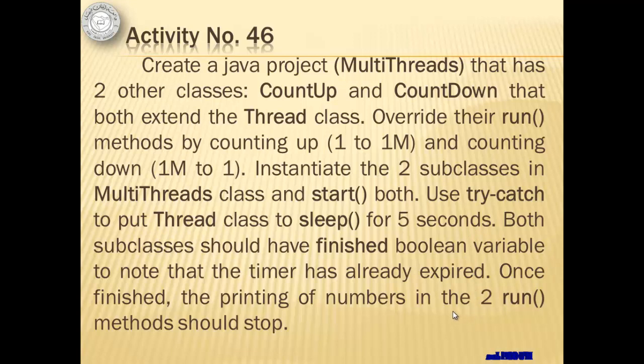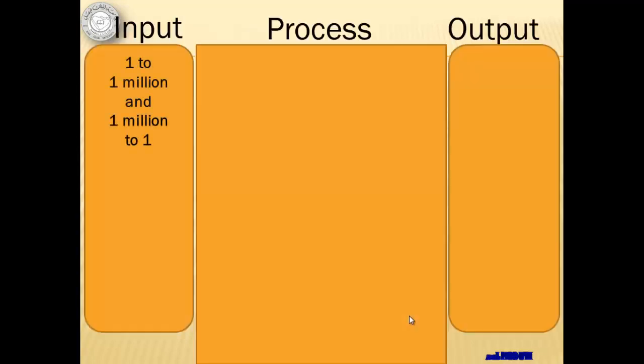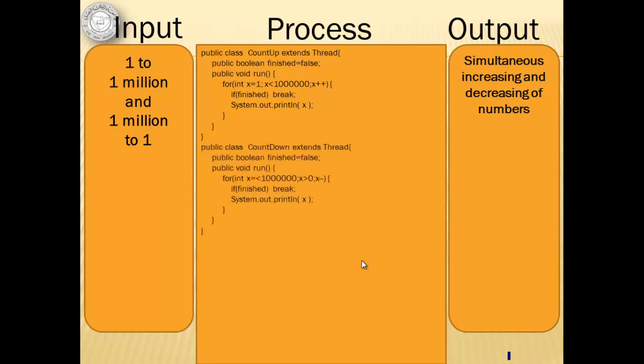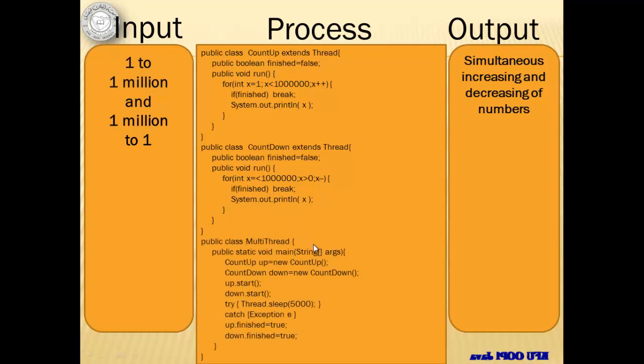Both subclasses should have a finished boolean variable to know that the timer has already expired. Once finished, the printing of numbers in the two run methods should stop. Our inputs will be counters from 1 to 1 million and 1 million to 1. Our output will be the numbers that the processor can count from these ranges. Our process requires two subclasses that both extend the Thread class, with counters 1 to 1 million and 1 million to 1 for CountUp and CountDown respectively. These subclasses are instantiated and started in the Multithread class.